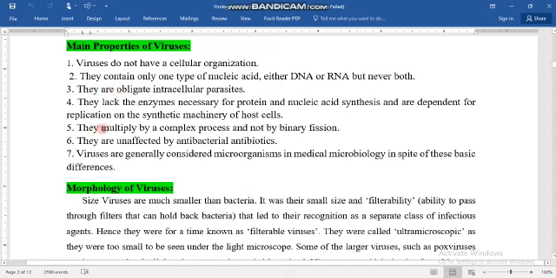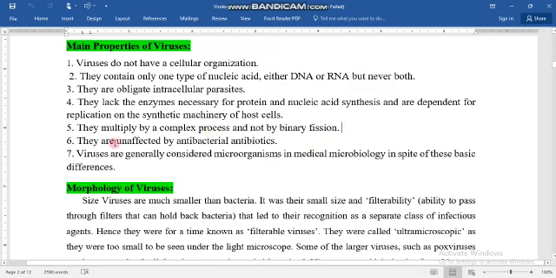Another important thing about viruses is that they multiply by a complex process, not by a simple binary division process. Viruses multiply through a complex process of transformation, transduction, etc., which is somewhat more complex than the normal binary fission we see in bacteria.